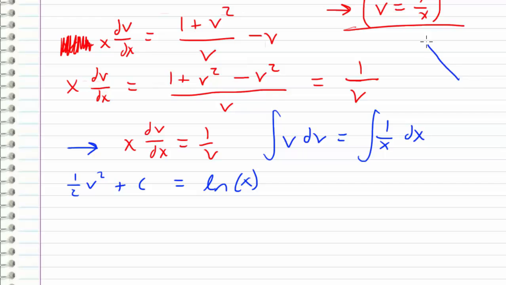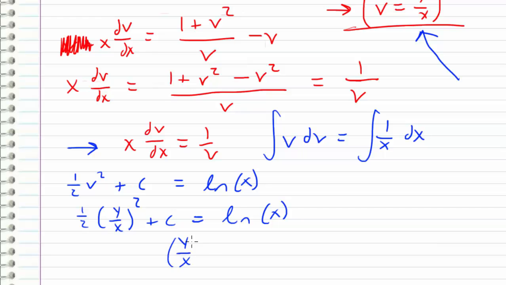So now I'm going to come back to our original substitution, which we said v was equal to y over x, and I'm just going to substitute that back in. So since v is equal to y over x, I'll rewrite this as 1/2 times (y/x)² plus c, and I'm going to set this equal to the natural log of x. So now all we have to do in order to solve this equation is just solve for y. So after a little bit of algebraic manipulation, what I get is (y/x)² is equal to the natural log of x minus our constant, and then all multiplied by 2.